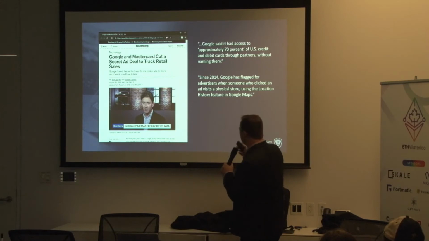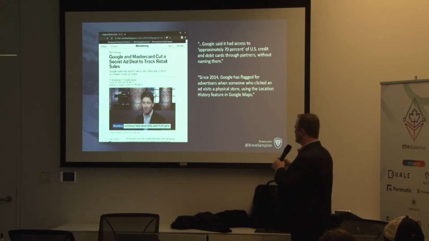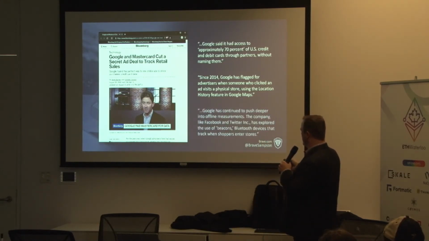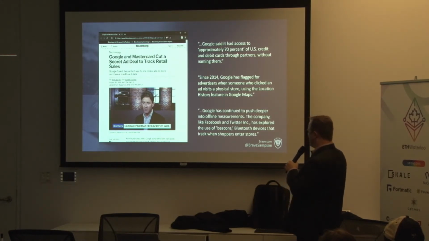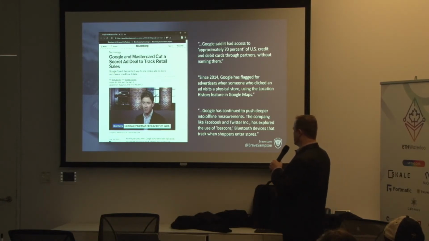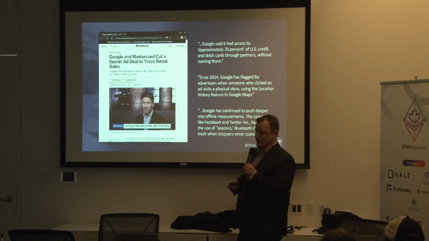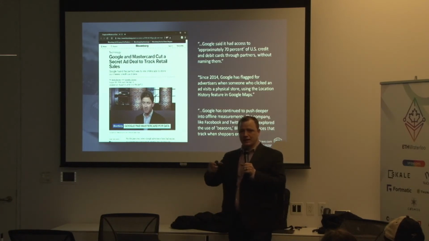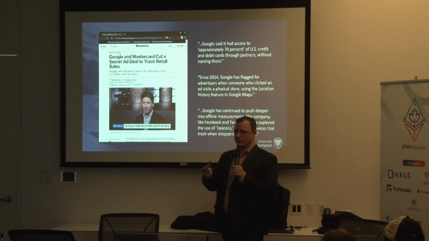And of course, they're not stopping there either. They said, let's see, this should be a third quote. Here we go. Google has continued to push deeper into offline measurements. The company, like Facebook and Twitter Incorporated, has explored the use of beacons or Bluetooth devices that track when shoppers enter stores. So the actual devices are tracking our location as we move about physically from store to store.